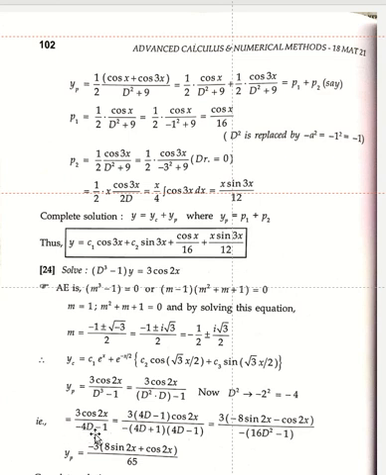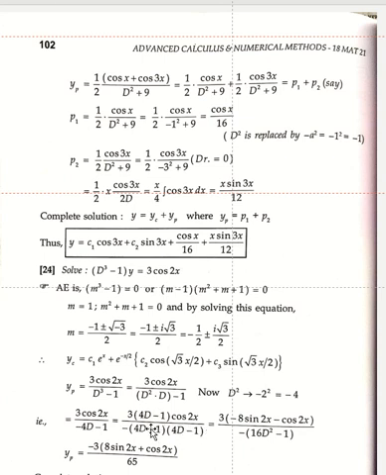What is the conjugate for 4D plus 1? 4D minus 1. Therefore, multiply and divide by 4D minus 1. That is the conjugate. Therefore, 3 into cos 2x divided by minus common 4D plus 1. Multiply and divide by the conjugate 4D minus 1.